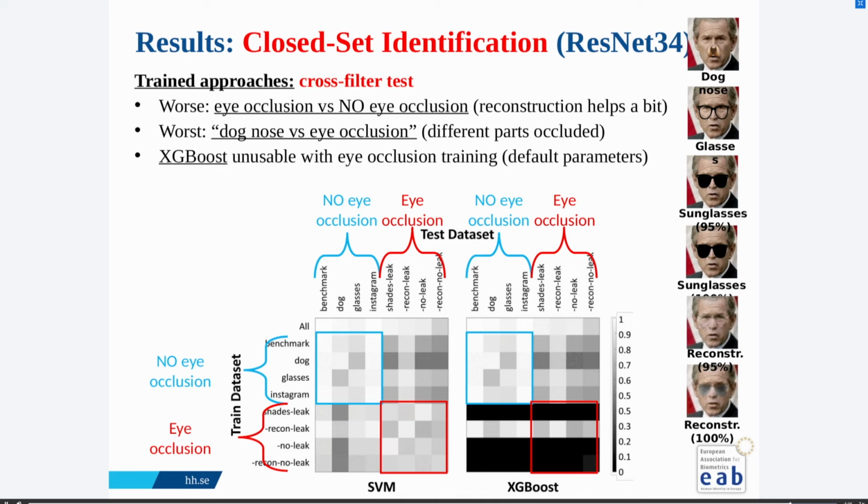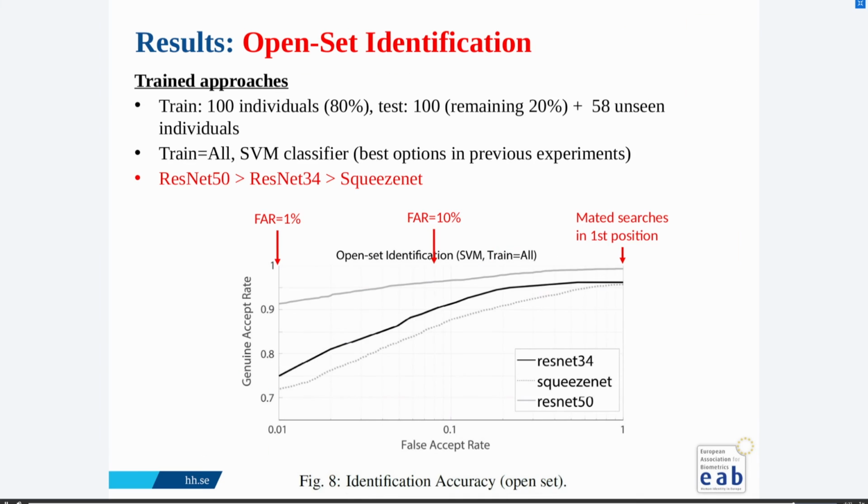And in this case, the intersection between the available parts in training and test data is leaving out the nose and the eyes completely. So the classifier can only use the parts which do not correspond to the eyes or the nose. And this is the case where you get the worst results. So this is somehow expected.